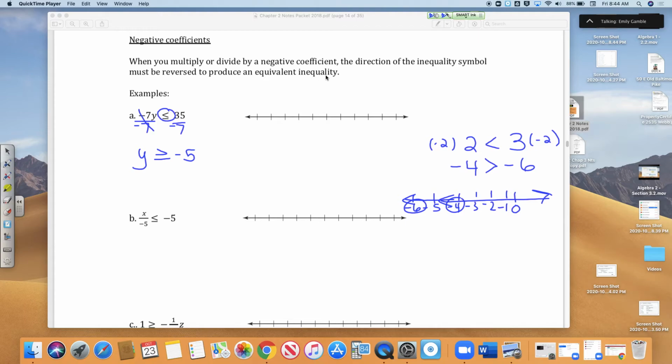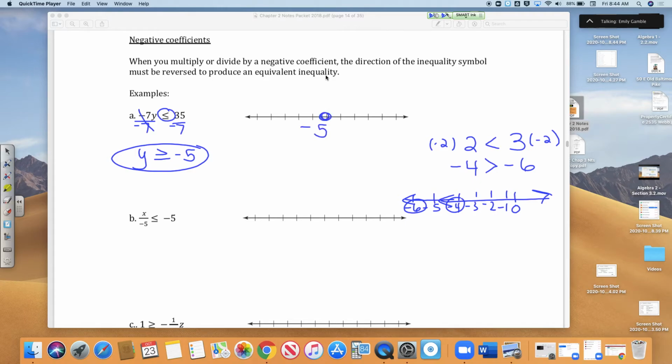This is the biggest mistake I see students make throughout this whole section. Once we get to really difficult inequalities and we're doing all sorts of things, combining like terms, distributive property, moving things from left to right, I always see students forget to flip the sign when you divide by a negative or when you multiply by a negative.